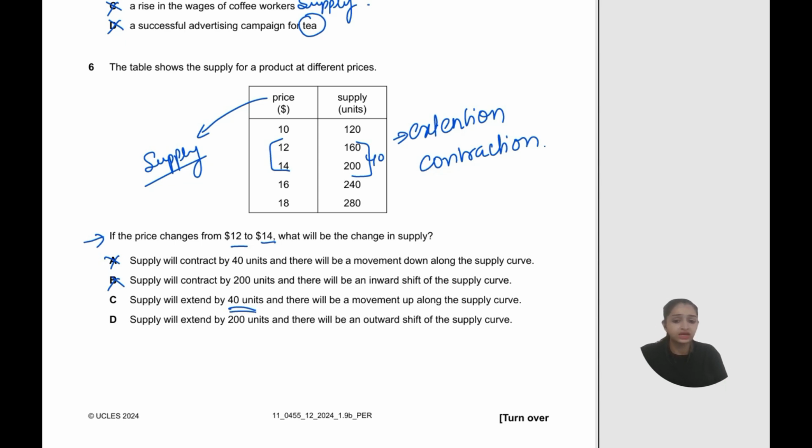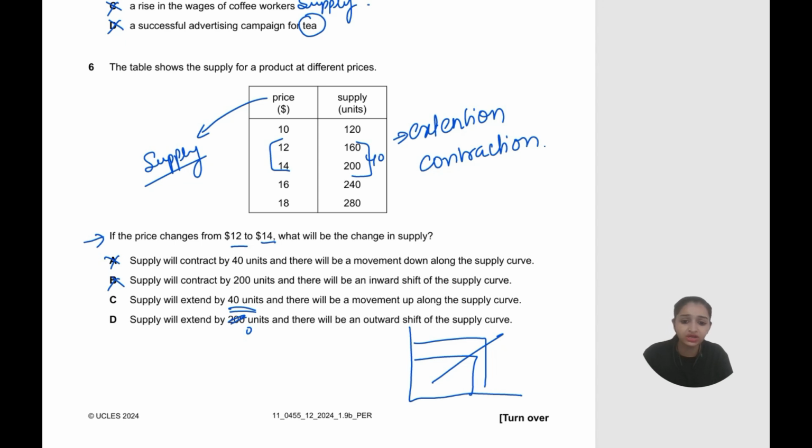Even if you don't understand that, what if they had given you this as 40 as well? Then how would you understand which option to select? Remember, whenever the price is affecting supply, there is a movement along the same supply curve. There is no new supply curve created. So don't get confused.